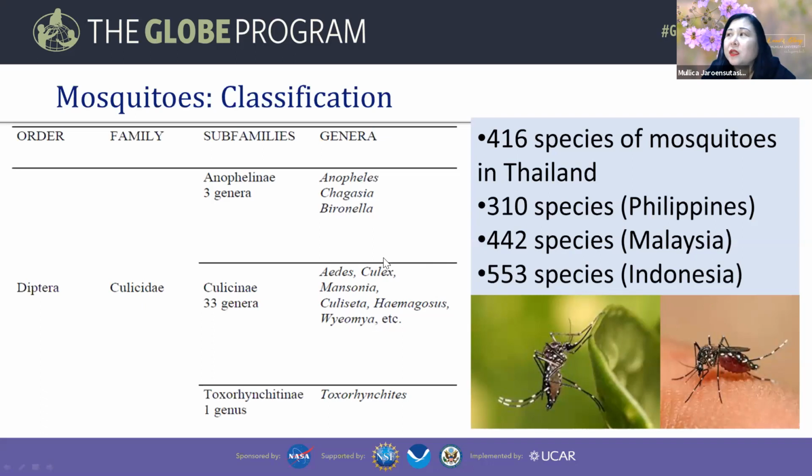Some people wonder, would we only have a few species of mosquito? I want to point out that for example in Thailand, we have 416 species. And in the Philippines, Malaysia and Indonesia, as you can see in Southeast Asian countries, you have between 300 to 500 plus species of mosquito in the area, but not all mosquito species carry disease.